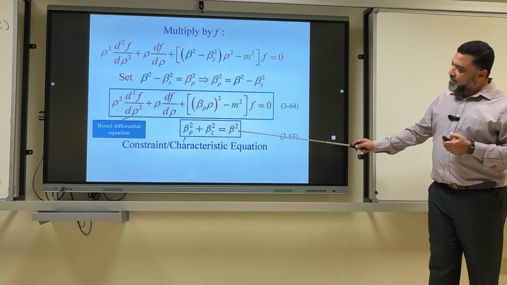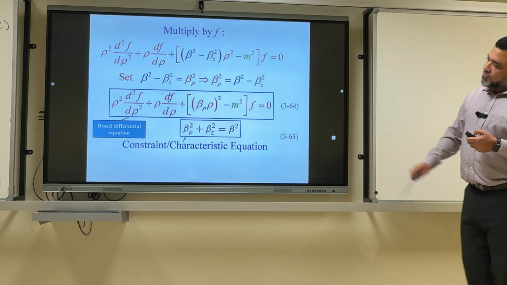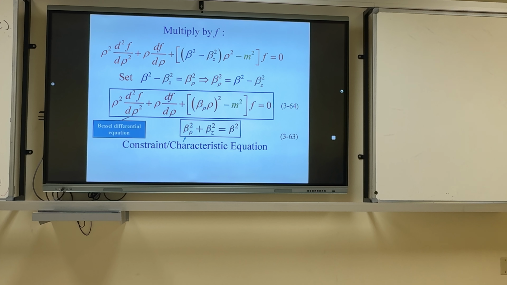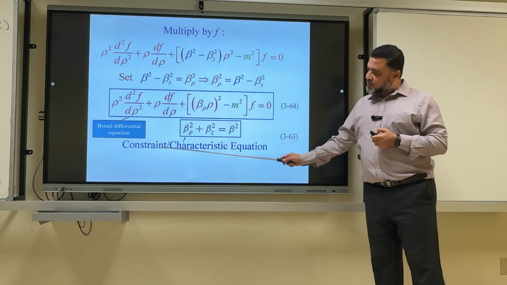And the equation relating beta to the components beta rho and beta z is called the constraint equation or characteristic equation. Do you remember why we call it a constraint equation? What's the meaning of constraint equation here?